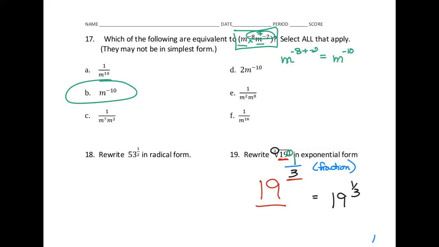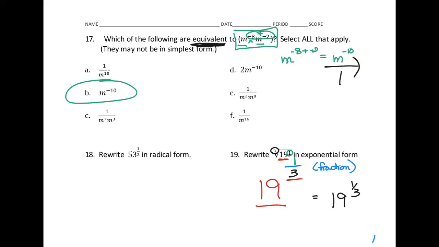Now, that is not to say that that is in simplest form. It just says these are equivalent. So these could not all be final answers, but they are equivalent, okay? Now, m to the negative 10th, can I leave that? No, because it has a negative exponent. How would you rewrite m to the negative 10th? Oh, this is not good if people aren't knowing this stuff. Come on, Demarion. I can't leave m to the negative 10th. How would I rewrite that so I don't have a negative exponent?